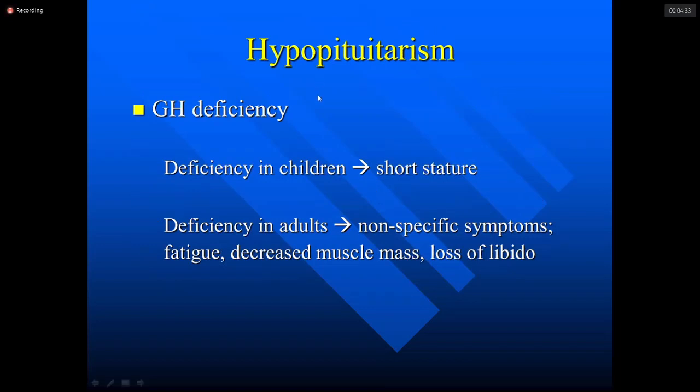To begin with growth hormone deficiency, when we have deficiency in children, we will have short stature. But when we have deficiency in adults, then we will have non-specific symptoms. The patient may complain of fatigue, decrease in muscle mass, loss of libido. So again, it will be a little bit hard to point to growth hormone as the cause of his manifestation.